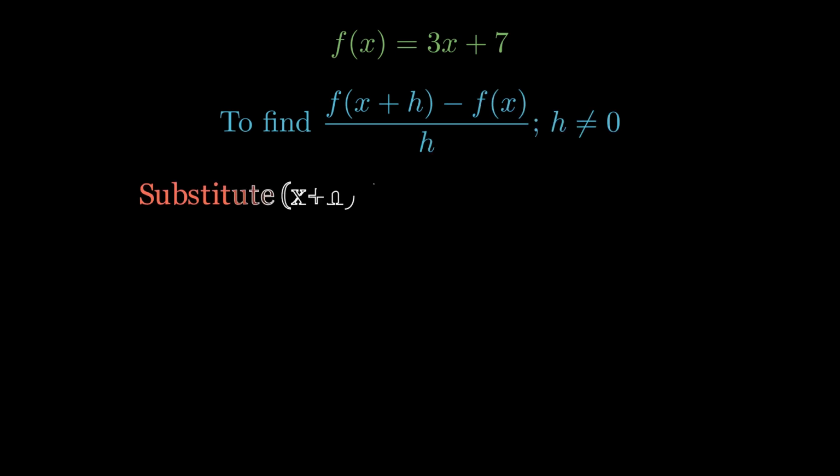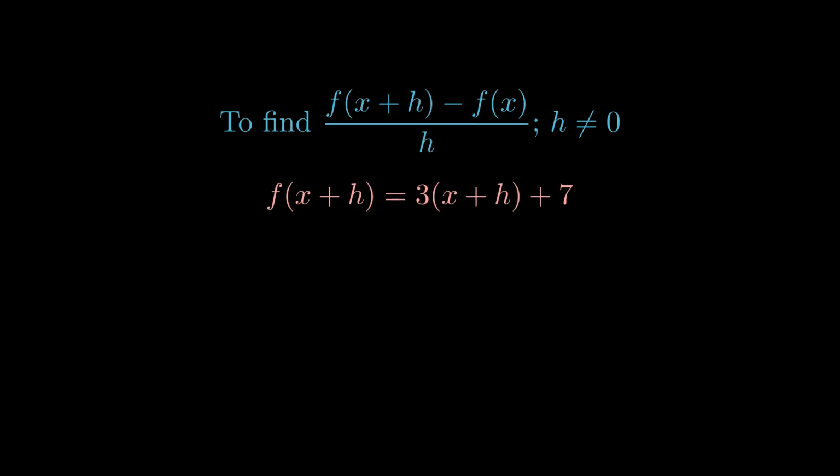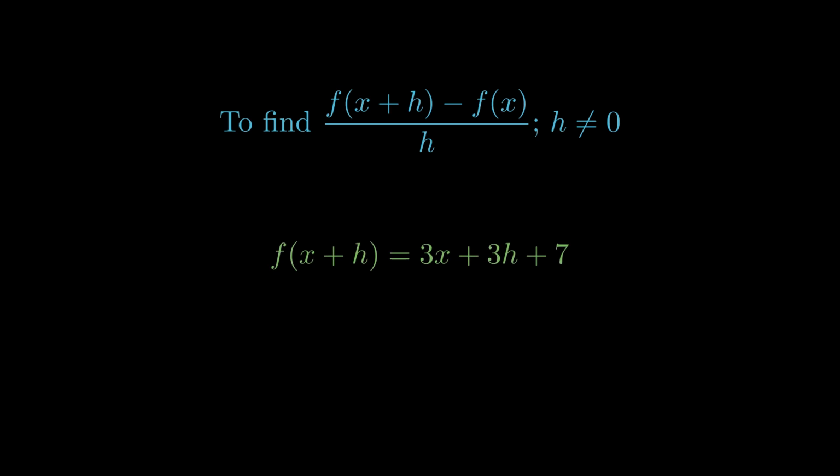We will substitute x plus h for x in the original function. Now we have f of x plus h will be equal to 3 times x plus h plus 7. Simplify and remove the parentheses. We distribute 3 times x plus 3 times h plus 7.